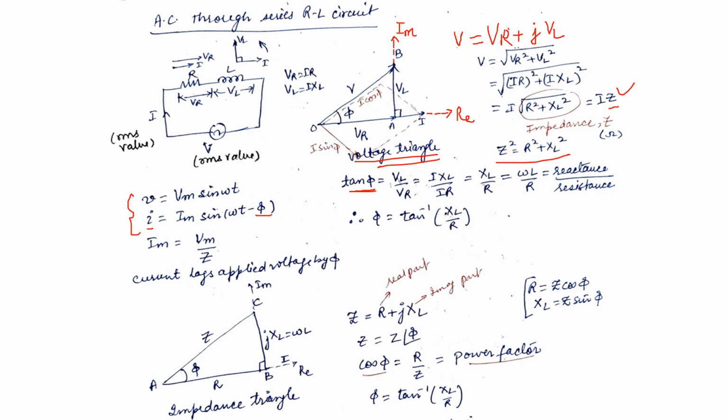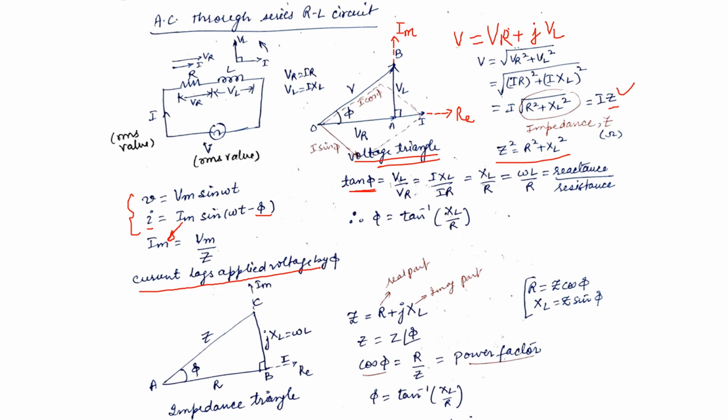Now the ratio of this Vm by Im is called the Z of the circuit. We can also write the impedance Z as the ratio of Vm by Im, or here I can write the maximum value of this current as Vm by Z. Also from both the equations we can clearly see that there is a phase difference between the two and the current is lagging behind the applied voltage by phi.